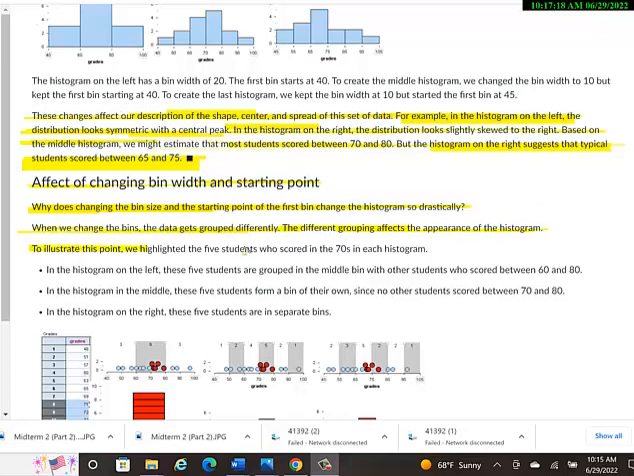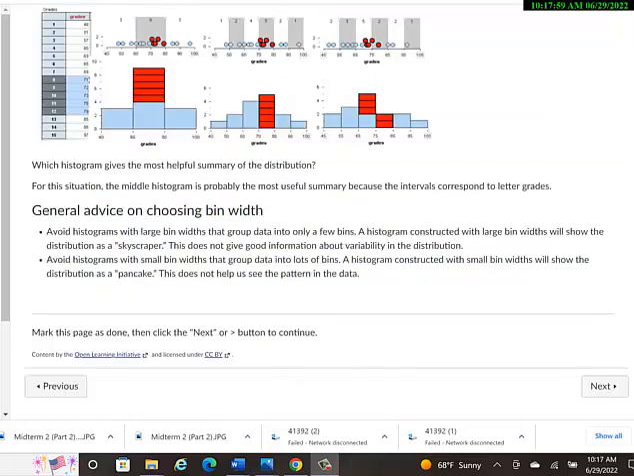To illustrate this point, we highlighted the 5 students who scored in the 70s in each histogram. In the histogram on the left, the 5 students are grouped in the middle bin with other students who scored between 60 and 80. In the histogram in the middle, these 5 students form a bin of their own, since no other students scored between 70 and 80. In the histogram on the right, these 5 students are in separate bins. So I've kind of shown that here in a nice visual.